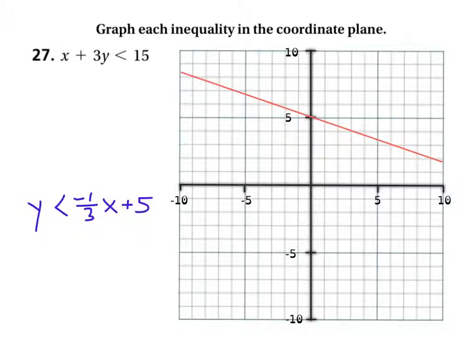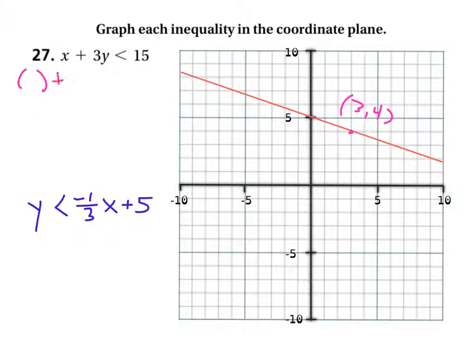Okay, so let's see. I'm going to pick a point that's right on the line. Let's say this point seems to be right on the line right there. Let me put a point there. That point right there. What is that point? That point has the coordinates 3, 4. Okay, so we're going to test it. Hopefully you can predict what we're going to get. Let's try it.